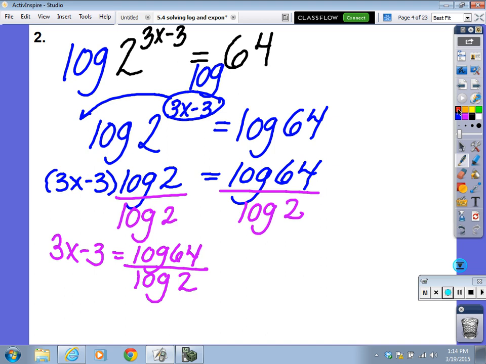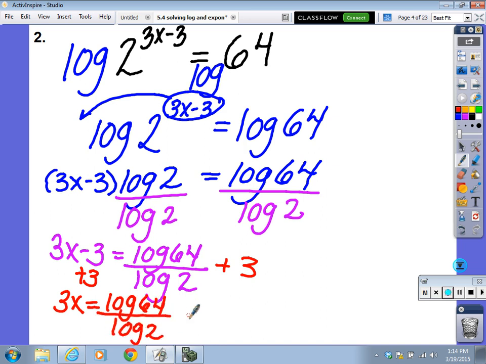So piece by piece we're trying to get x alone. What should I do next? Add 3 to both sides. So I've got to add 3 on the outside here, right? This is what makes me nervous. Okay, so we have 3x is equal to log of 64 divided by log of 2, plus 3.